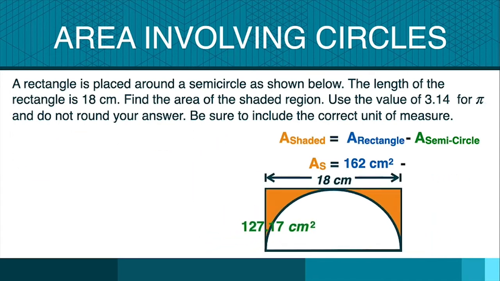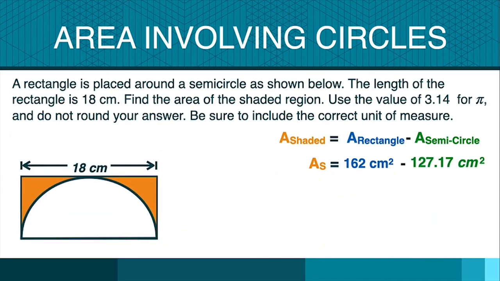Finally, subtract the area of the semicircle, 127 and 17 hundredths square centimeters, from the area of the rectangle, 162 square centimeters, to get the area of the shaded region, which is 34 and 83 hundredths square centimeters.